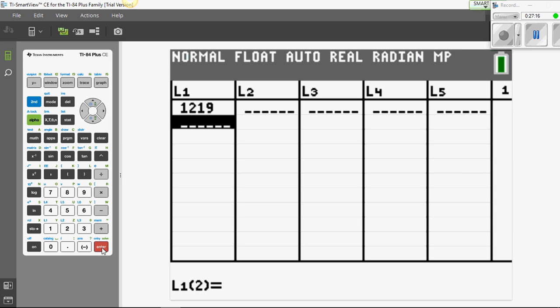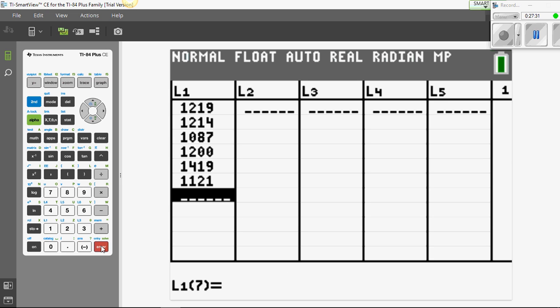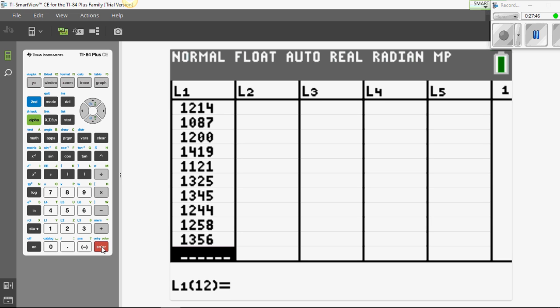19, 1214, 1087, 1200, 1419, 1121, 1325, 1345, 1244, 1258, 1356, 1132, 1191, 1270, 1295, and 1135.